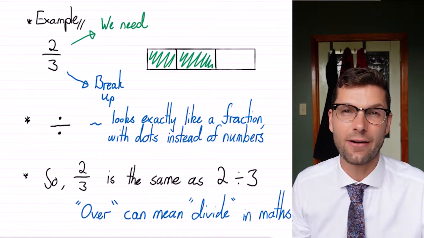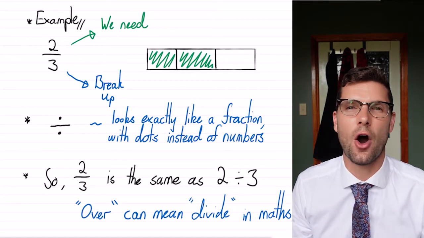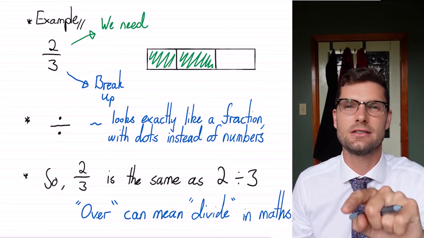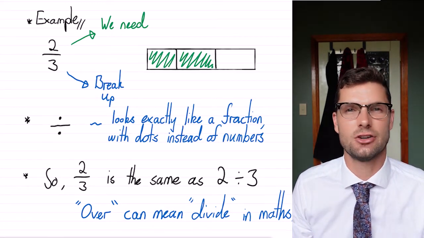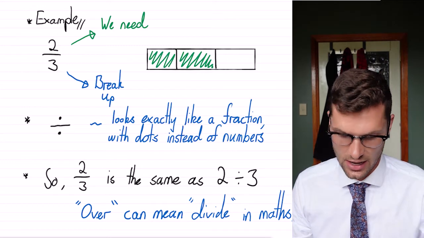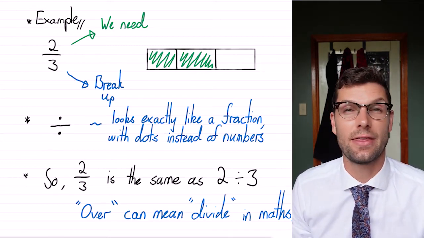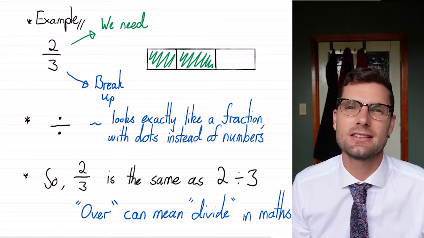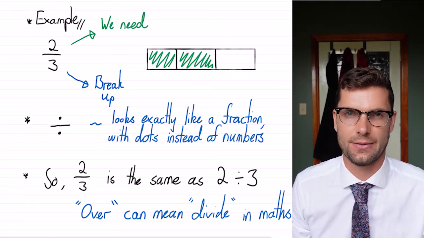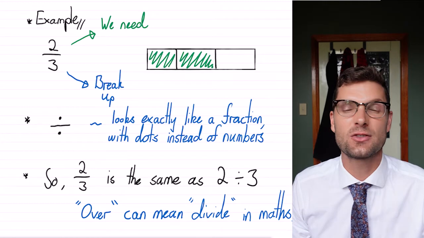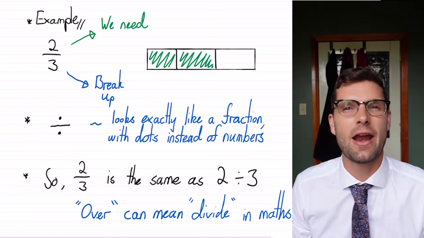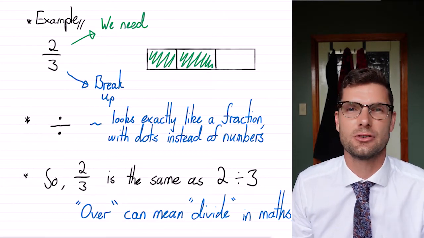Another way to think about fractions is that they're very similar to divide. Okay, so a divide sign is a dot, line, dot, which looks exactly like a fraction, but with dots instead of numbers. And you can actually use that to kind of think about it. So we're saying that 2 over 3 is the same as 2 divided by 3. Okay, so in maths we use the word over to mean divide sometimes, and that just might help you follow along if your teacher's going too fast.